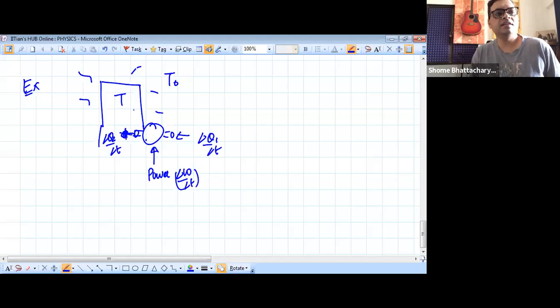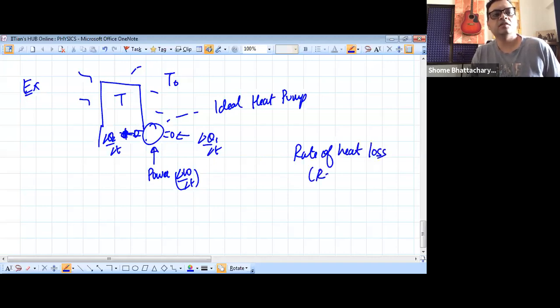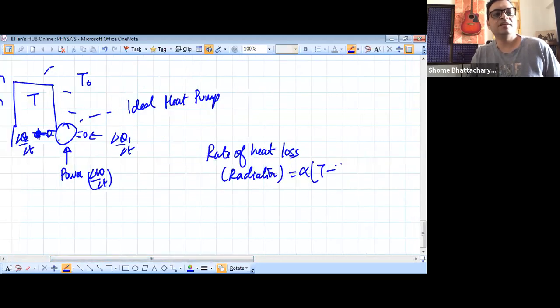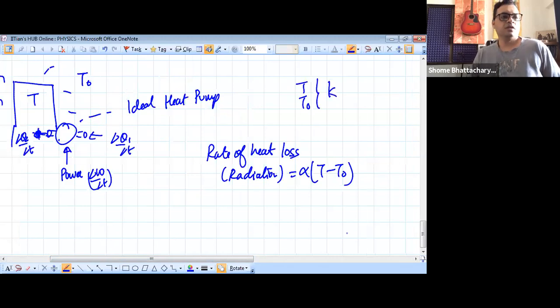And it's an ideal heat pump. This one is an ideal heat pump. And also the rate of heat loss, presumably because of radiation, is equal to some alpha, some coefficient, into T minus T naught. Okay. T and T naught are in kelvins. So this was the idea.